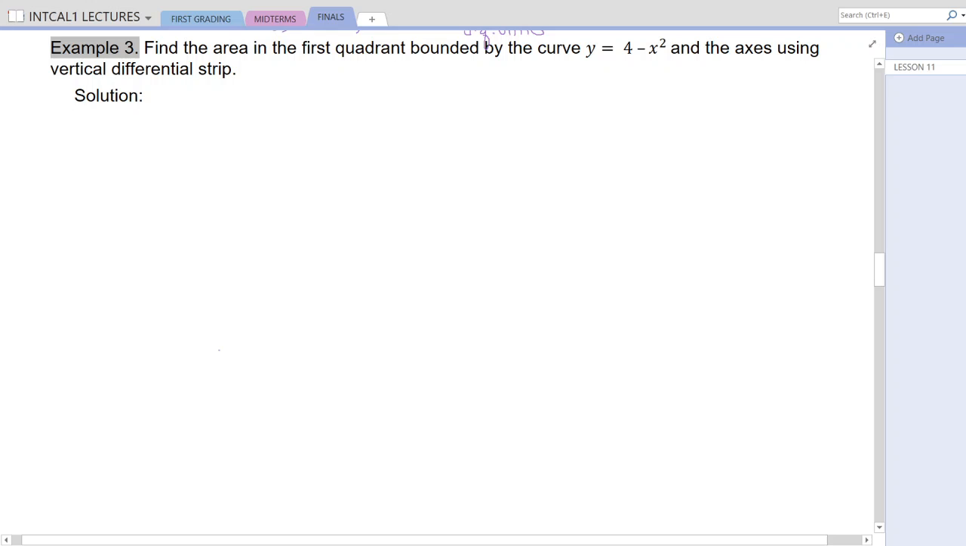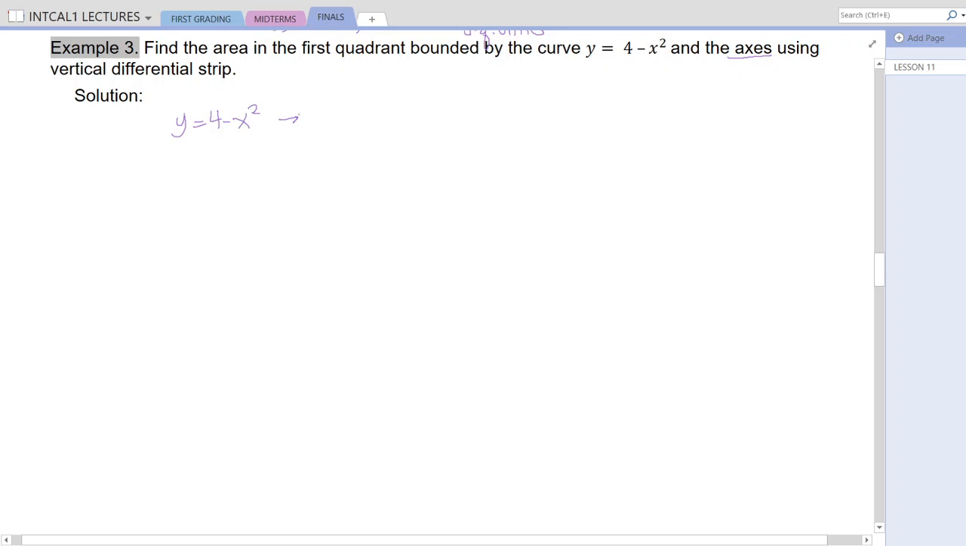Okay, so for example number 3, for our last example. So for more examples, please refer to your module. Okay, so having this example number 3, find the area in the first quadrant bounded by the curve y is equal to 4 minus x squared and the axes using a vertical differential strip. So since axes is mentioned, we have to include there the y-axis and the x-axis. Okay, so having this one, that is y is equal to 4 minus x squared.